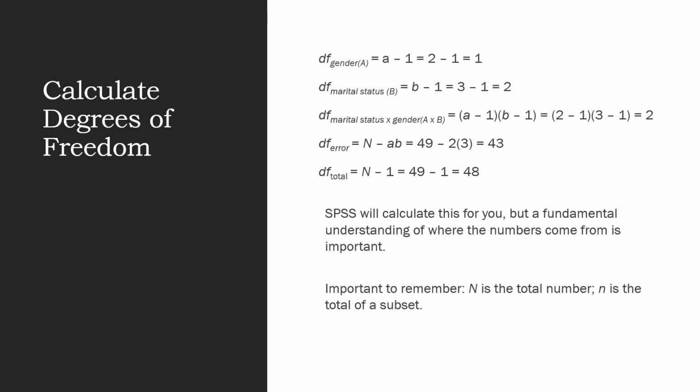And then our DF total is our capital N minus 1, so 49 minus 1. It's important to note that all of your DFs should add up to your total. So gender plus marital status times gender plus your error should all add up to your total. So we have 1 plus 2 is 5, plus 43 is 48.